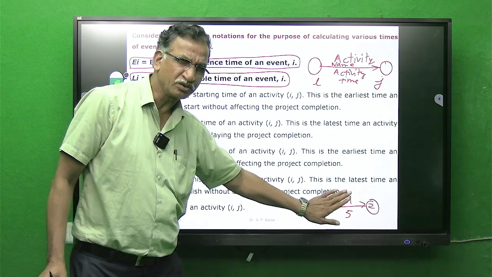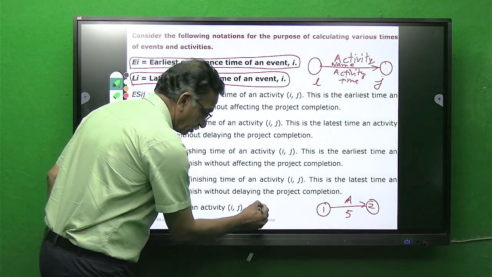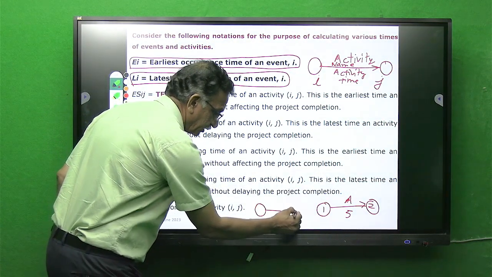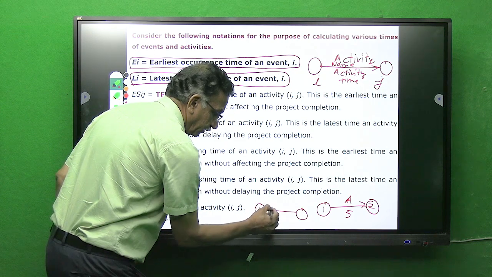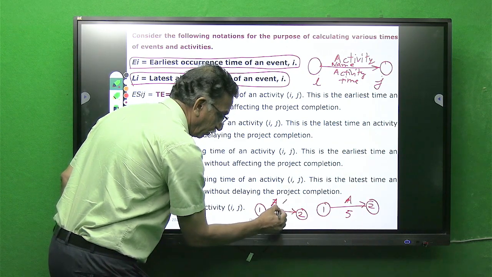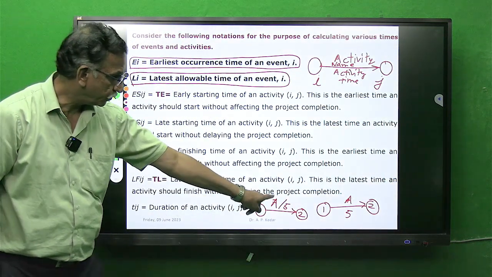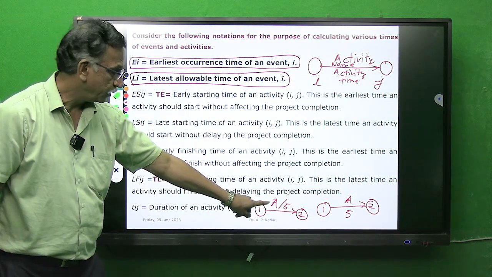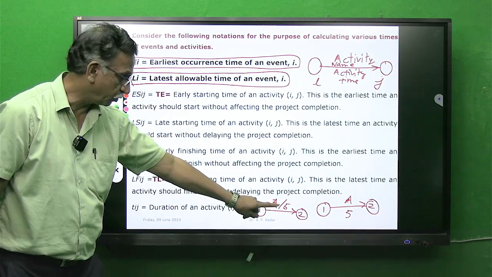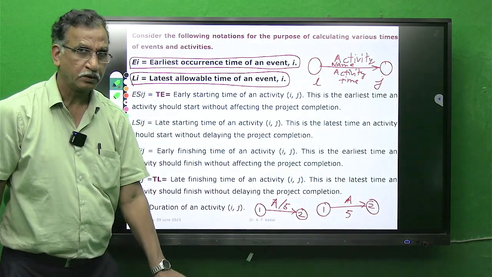with the starting and ending events. This is not a confirmed rule. Some textbooks also give it like this: 1, 2, and they write A/5. So first is the name of the activity followed by the time. We will follow this pattern. Got it?